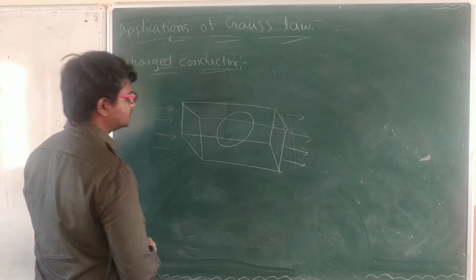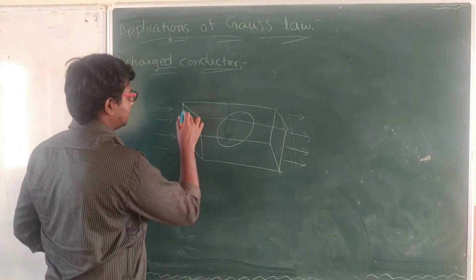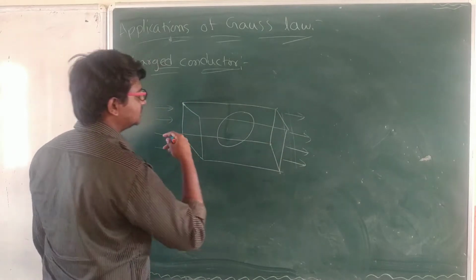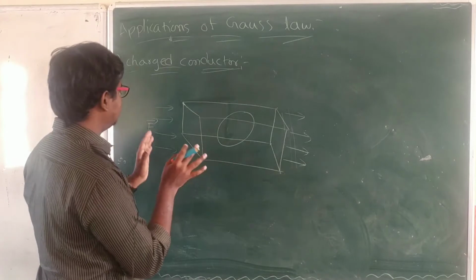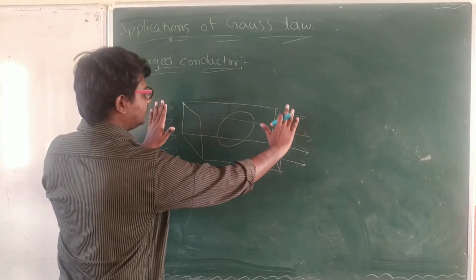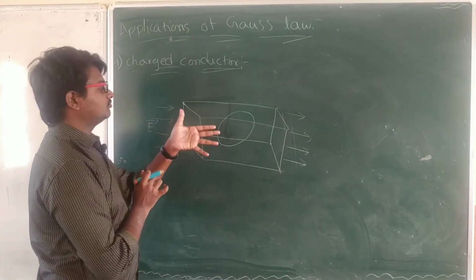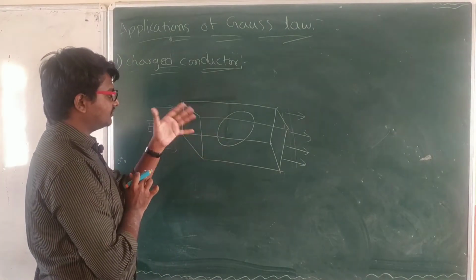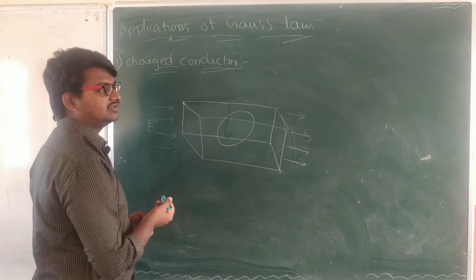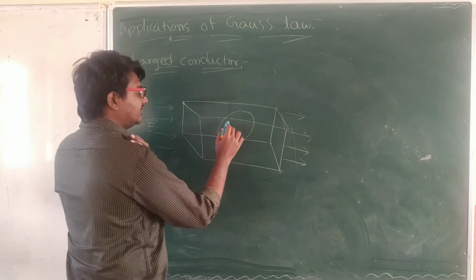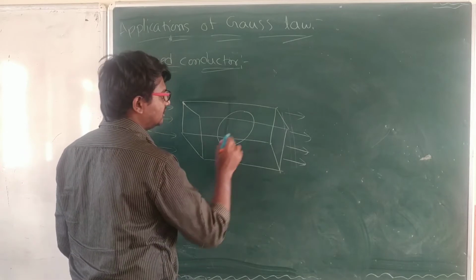If you keep this conductor in an electric field, what will happen? Actually, this one is not charged presently, without the electric field. If you consider the electric field to be 0, this is an uncharged conductor. But whenever you apply an electric field, it will behave like a charged conductor. That doesn't mean it is a charged one. Inside, we are going to observe the field.